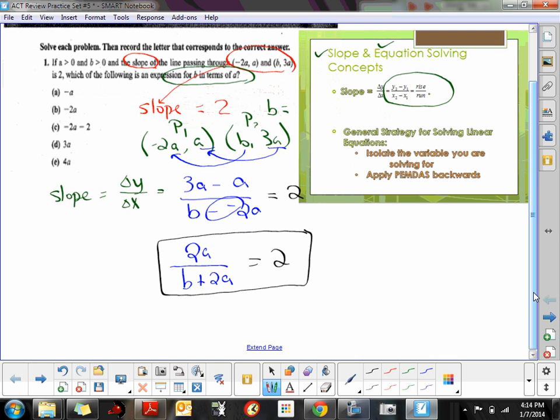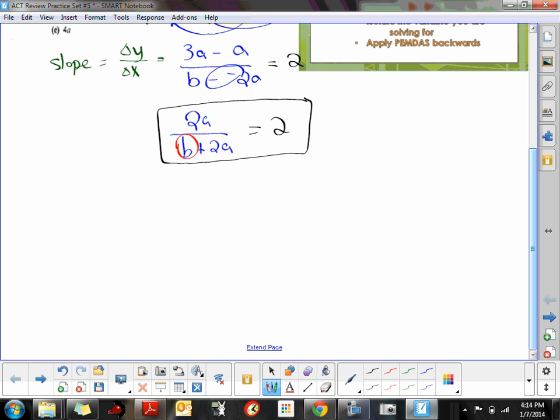Now the final set of instructions says to write an expression of b in terms of a. So really what they're asking us to do is isolate b. Since b is in the denominator, we want to get it out of the denominator, so we're going to multiply both sides times b plus 2a. This is our multiplication property of equality, and that will reduce over here, so we just have 2a equals 2 times b plus 2a.